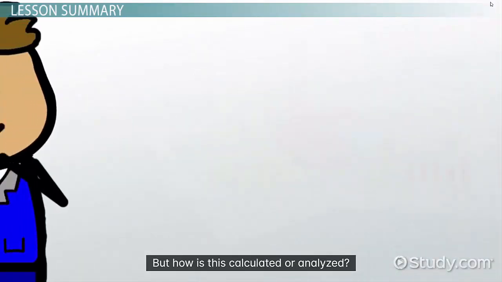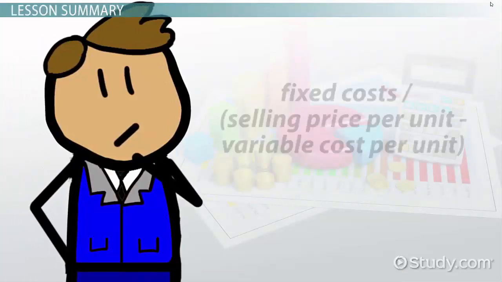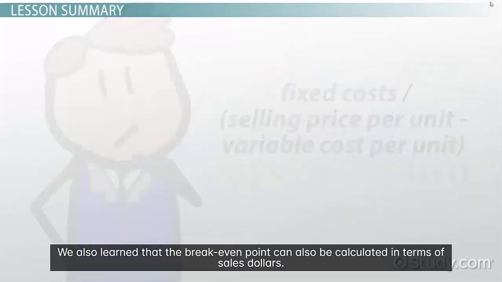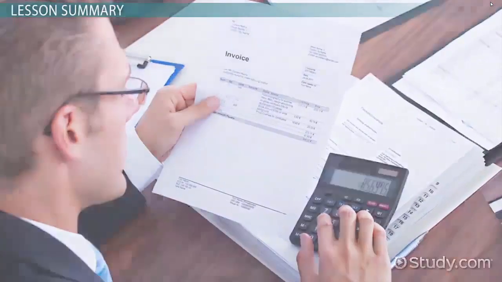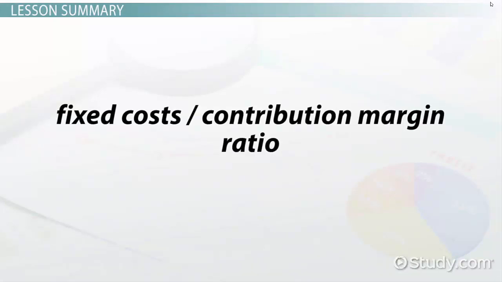But how is this calculated or analyzed? The formula for calculating the break-even point in units is fixed costs divided by selling price per unit minus variable cost per unit. We also learned that the break-even point can also be calculated in terms of sales dollars, the formula for which is fixed costs divided by contribution margin ratio.